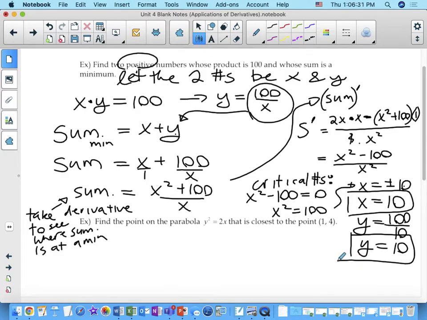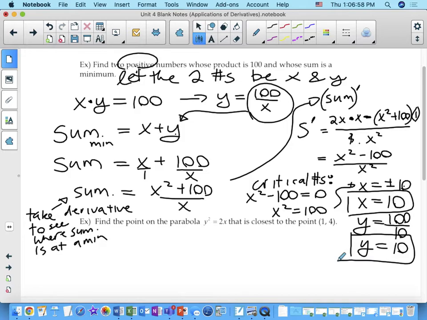Okay? If we didn't have the requirement that they had to be positive, then there would be two solutions, 10 and 10, and negative 10 and negative 10. But if we have the requirement that they have to be positive, then the two numbers have to be 10 and 10.